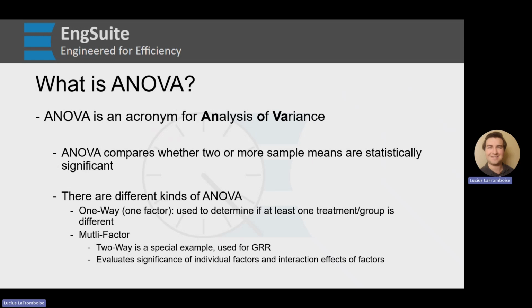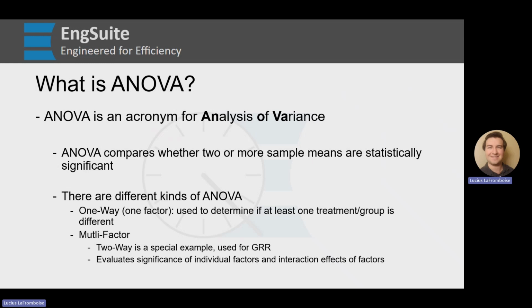But there's different kinds of ANOVA. There's a one-way or a one-factor ANOVA, which is used to determine if at least one treatment group or treatment level within a single independent variable is different from the others. A multi-factor is where we evaluate the significance of individual factors and interaction effects of those factors. So that's when there's multiple independent variables but only a single dependent variable.